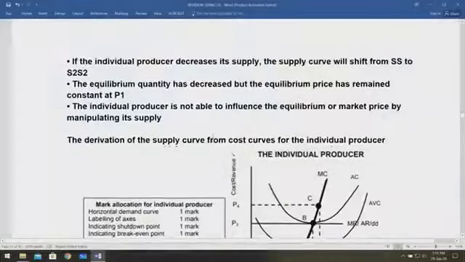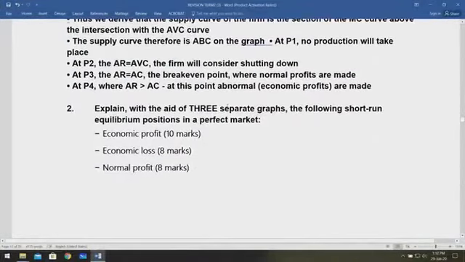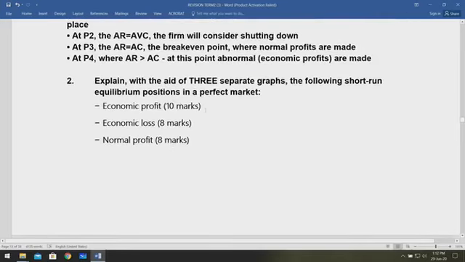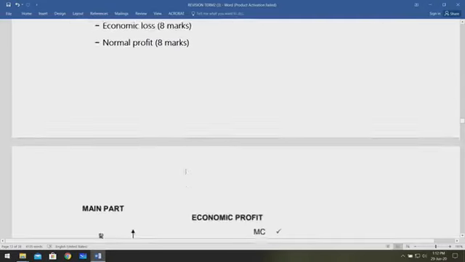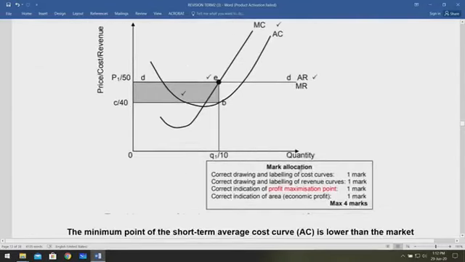Right, question number 2. Explain with the aid of 3 separate graphs the following short-run equilibrium positions in a perfect market: economic profit, economic loss, and normal profit. Please note they have given you the maximum amount of marks for each one. So even if you write a whole essay just on economic profit, you're only going to get 10 marks. But once again, with the aid of 3 separate graphs. Now remember, the graphs are also given marks. And here the maximum given for graph is 4.